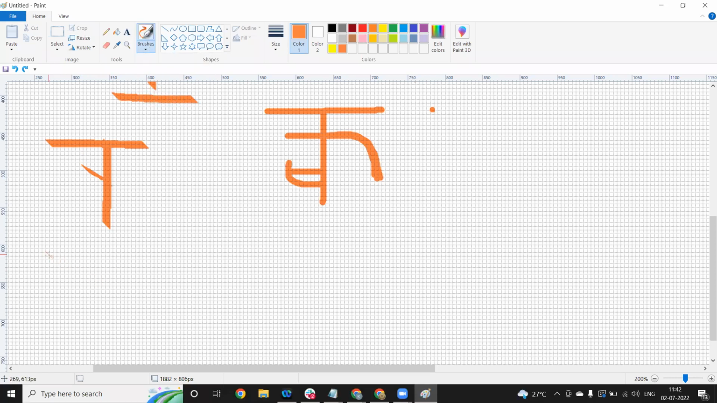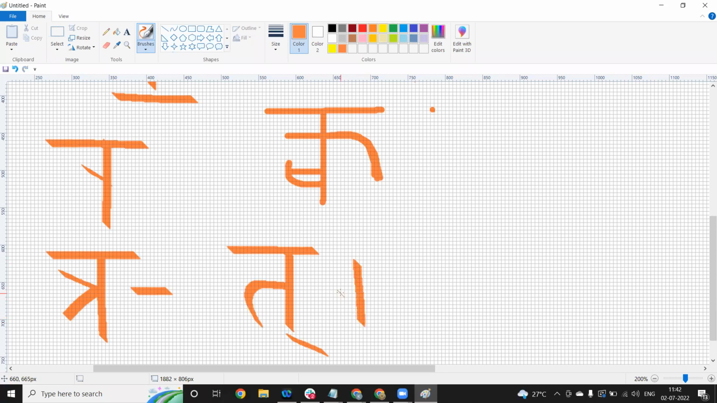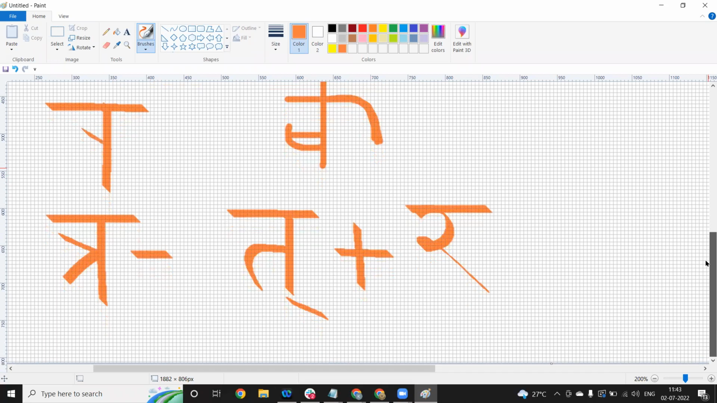Okay, let's do tra now. So tra is the halant. That means the sound of ta is half. And then ra. Ra is complete. The sound of ra is coming. The ra is complete sound here. Tra. Only the ta sound is half. So this is tra.